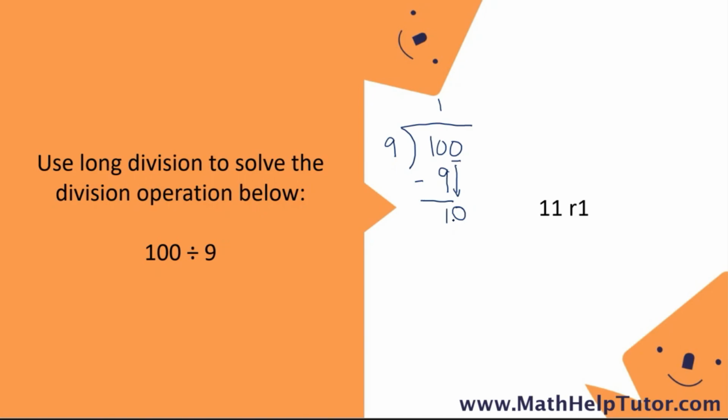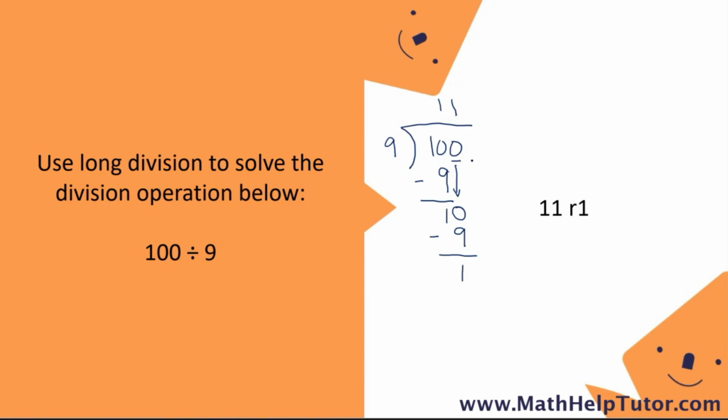So we're going to divide 10 by 9, or ask how many 9s are inside a 10. And we know that there is 1. So we write that answer on top of the digit that we just brought down, and we multiply that answer by our divisor, which is 9. So 1 times 9 is 9. We put that answer below the number that we just divided, and we perform subtraction. So 10 minus 9 is 1.